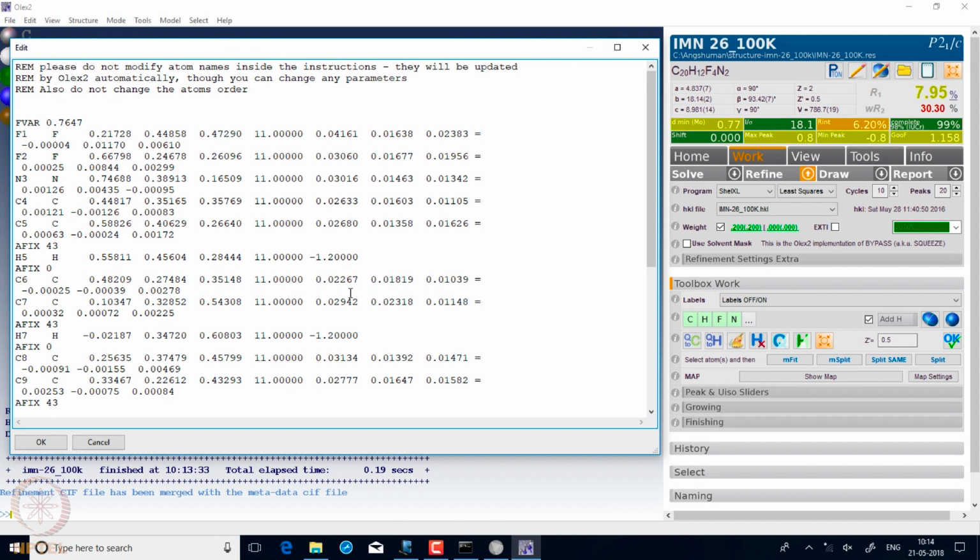Negative does not mean a negative thermal parameter. It means that this particular atom's thermal parameter and coordinates are not defined independently. Rather, they are defined based on the position of the corresponding carbon atom to which this hydrogen is connected. So as the carbon moves, the hydrogen position changes, and the thermal parameter of this hydrogen is 1.2 times the isotropic thermal parameter of that particular carbon atom.